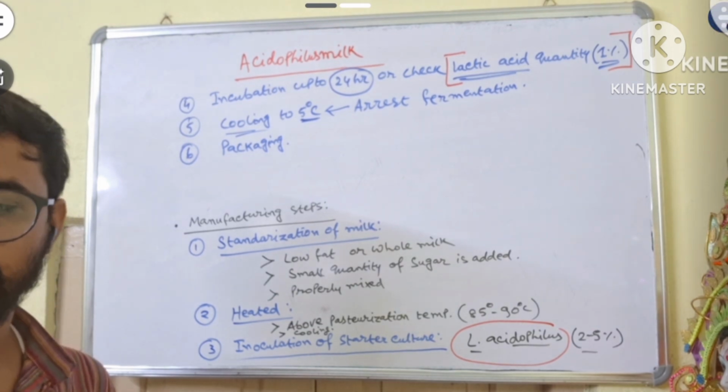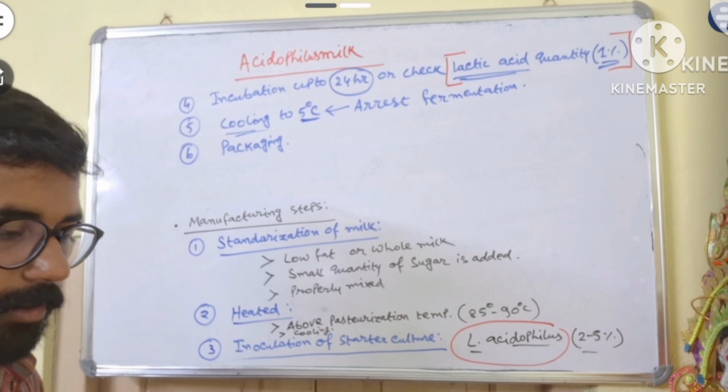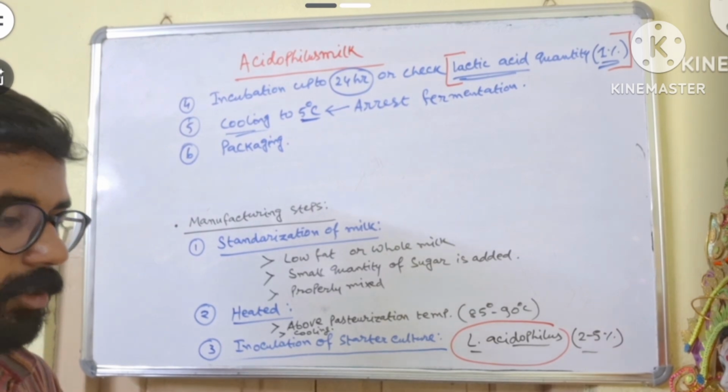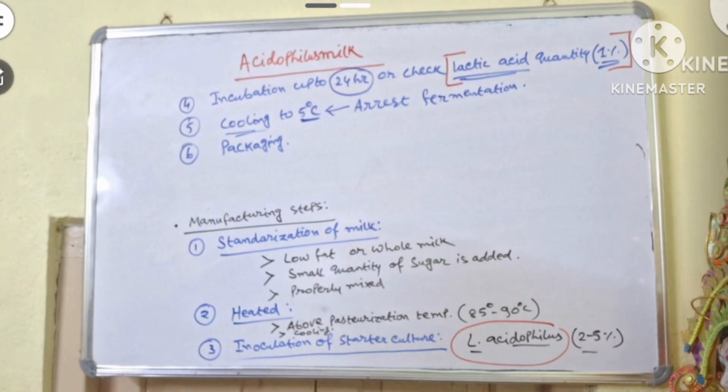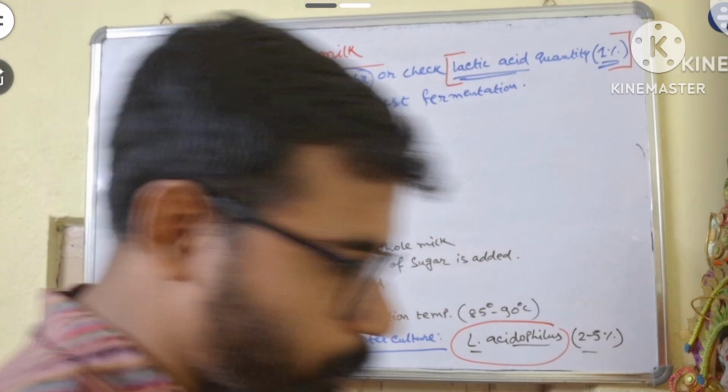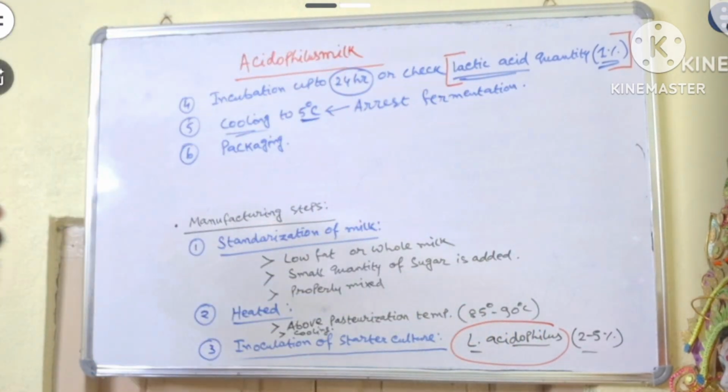Process clear. Acidophilus milk production. Next, fermented product, kefir.